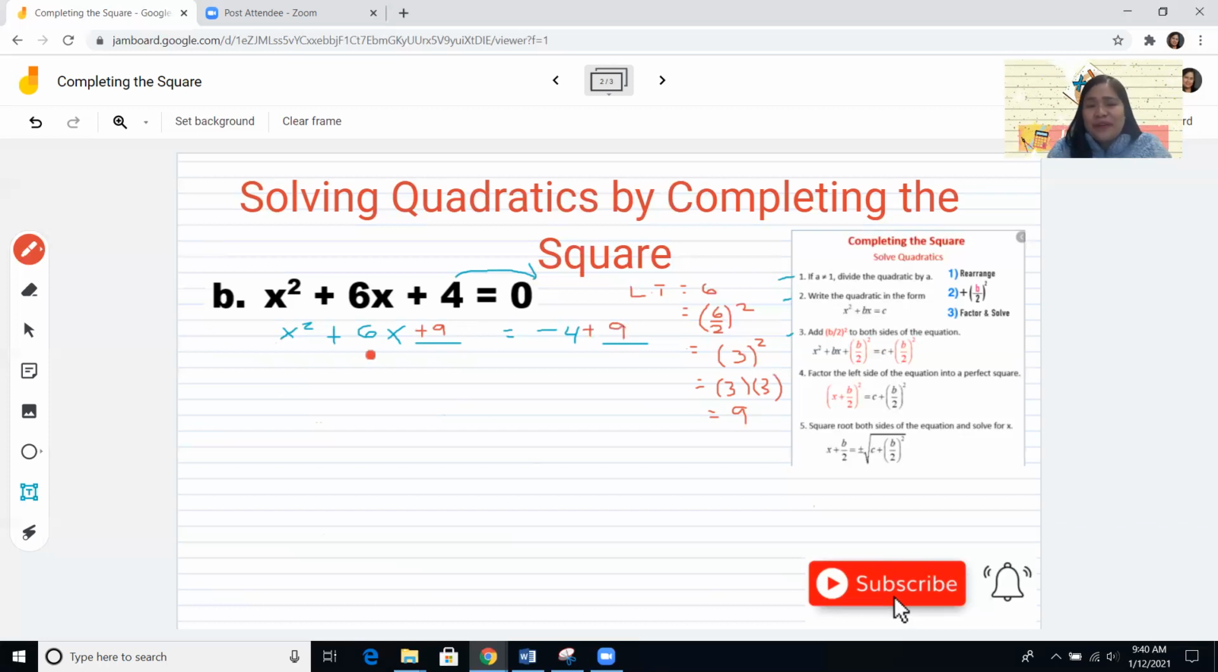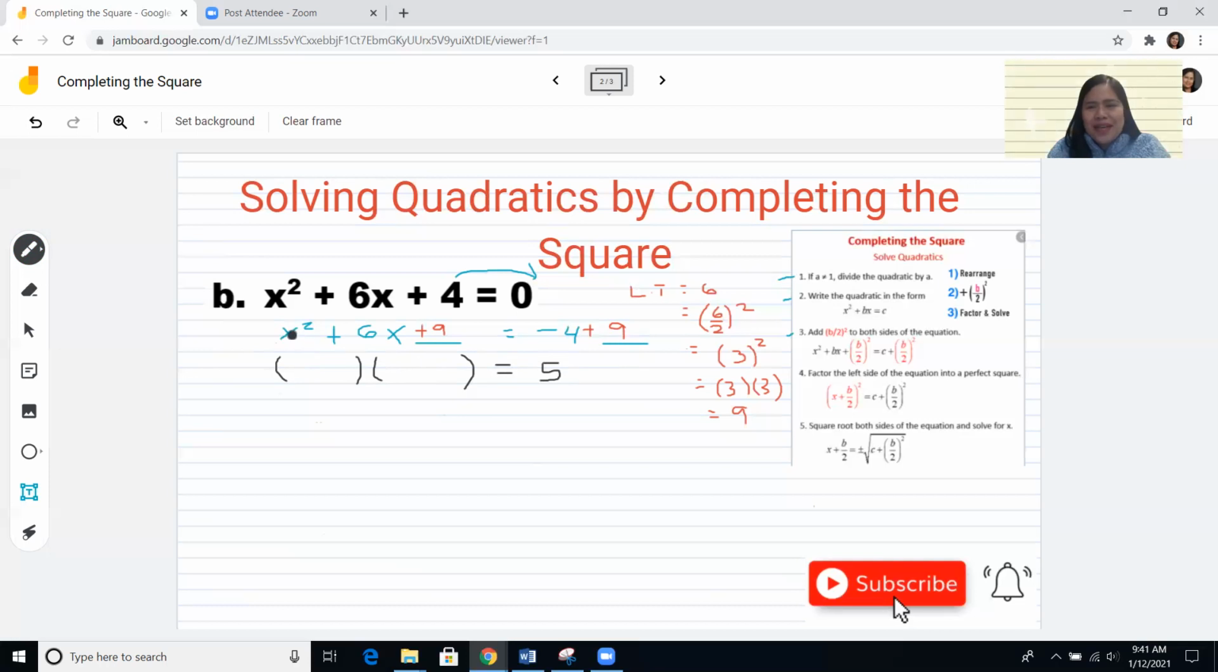Now we have a perfect square in here, and then we'll simplify the equation. I will teach you the technique. Miss, how can you find the perfect square? Before I tell you the secret or the technique, let us simplify this side first. 9 minus 4 is 5. So here's the technique.